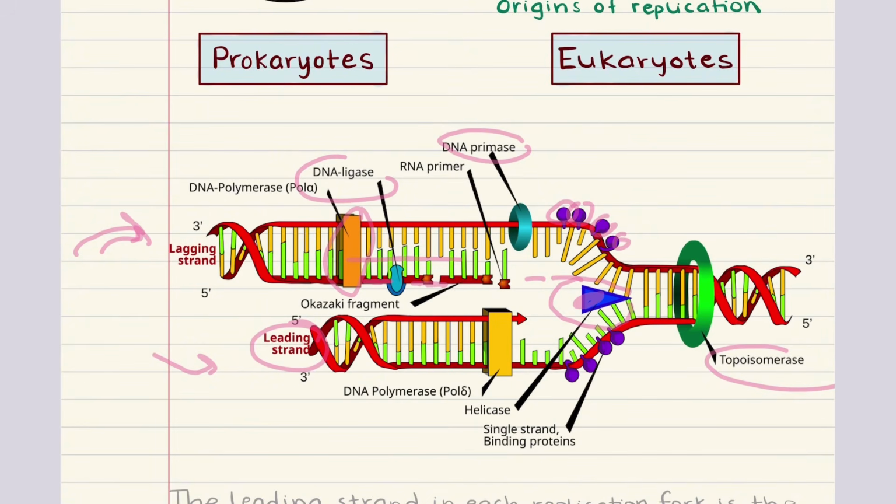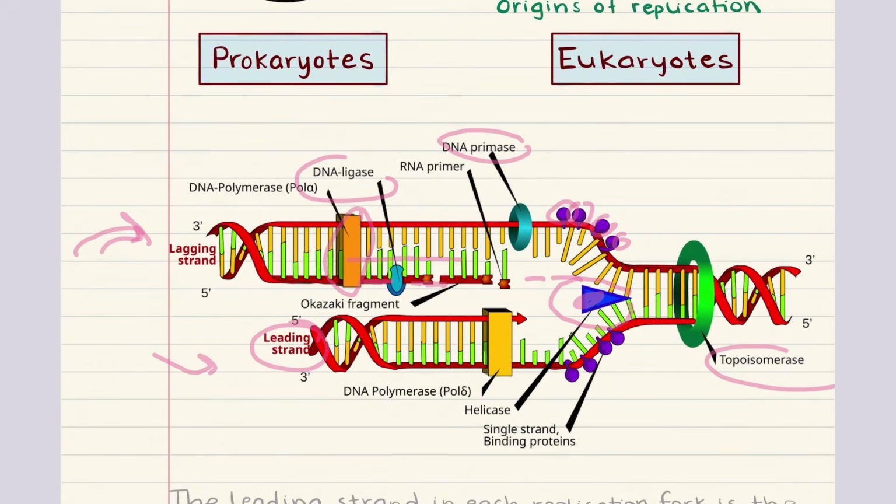And this very tightly coordinated process makes sure that both strands of DNA are copied quickly and accurately, and produces two identical daughter DNA molecules, each consisting of one old strand and one newly synthesized strand. And this is what we call semi-conservative replication.